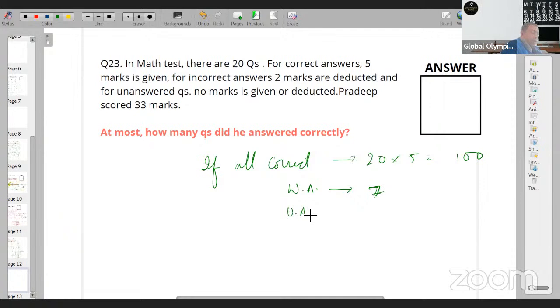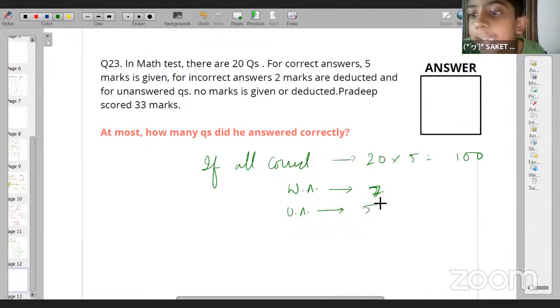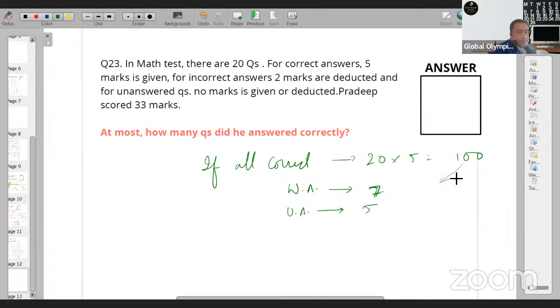And for unattempted, can you leave questions? Yes. For unattempted, he will get no marks. So he will go down by 5s in that case. Correct.